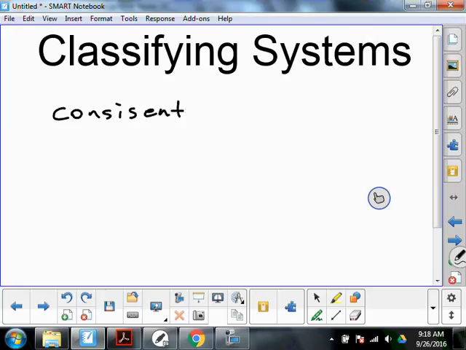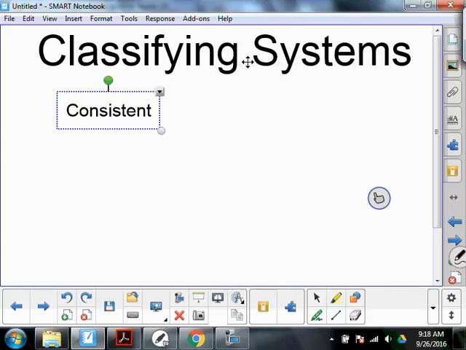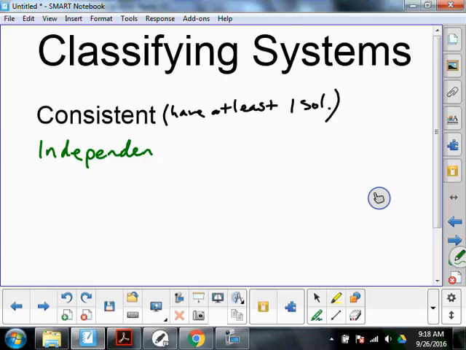Systems are either called consistent. All that means is that they have a solution. They have at least one solution, okay? Within this classification, sometimes the systems are called independent, which means they just have one solution. When you graph the lines, they will intersect one time and one time only.